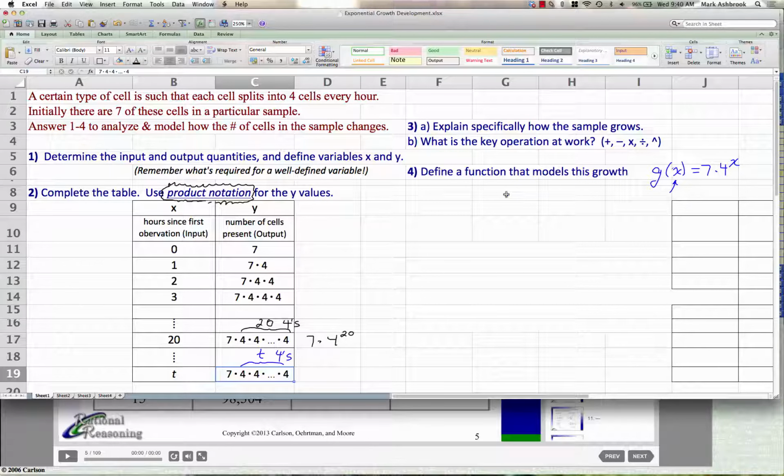However many 4s. How many 4s multiplied together? The number of hours. Right. So x is the number of hours. Whatever that number of hours is, it's the number of times that you're going to multiply 4 together. Because for every hour that went by, you quadrupled. So you're going to have that many 4s times 7. So 4 to the x is 4 multiplied together x times. All right?